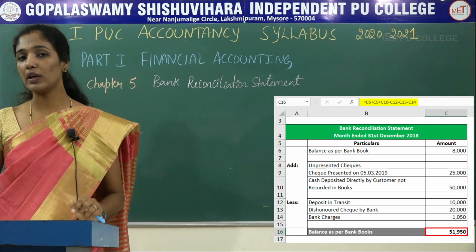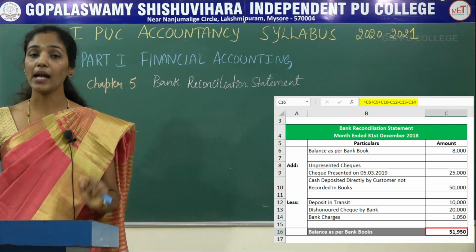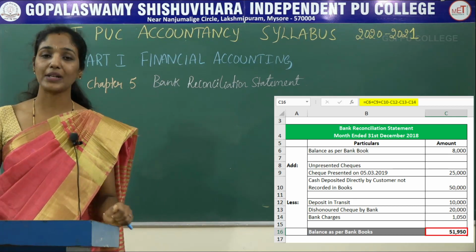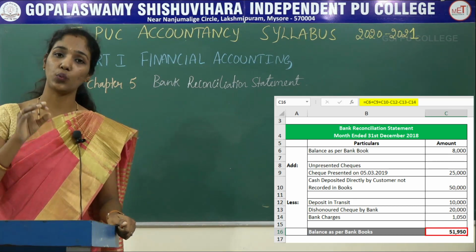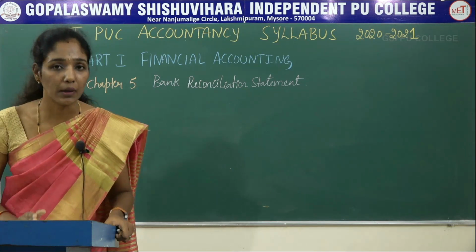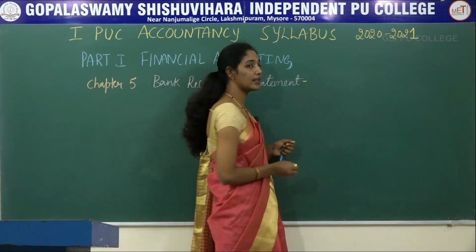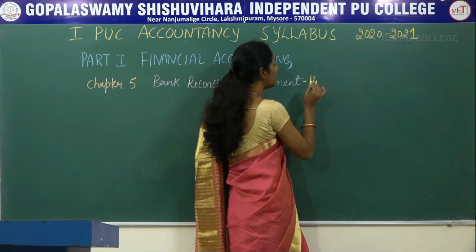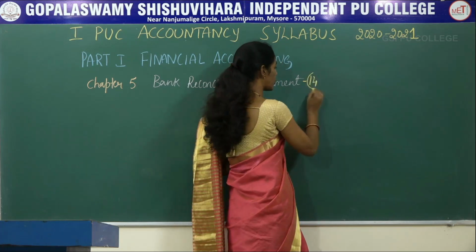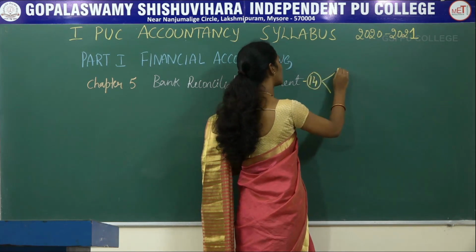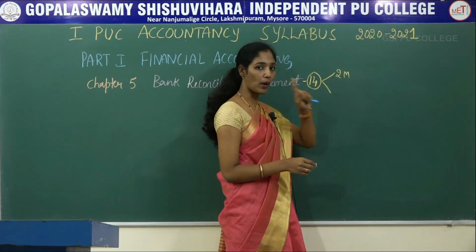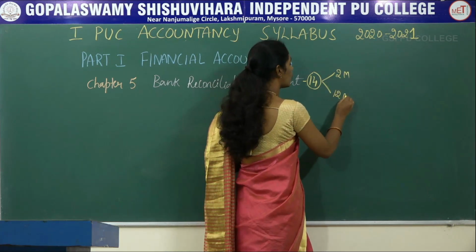So all this we will learn in this chapter, and in this chapter we can expect a 12 mark problem, and it is a very easy problem and a very important problem. And for this chapter, a total of 14 marks is allotted in your examination. Out of 14 marks, you can expect 2 mark 1 question and 12 mark 1 question.